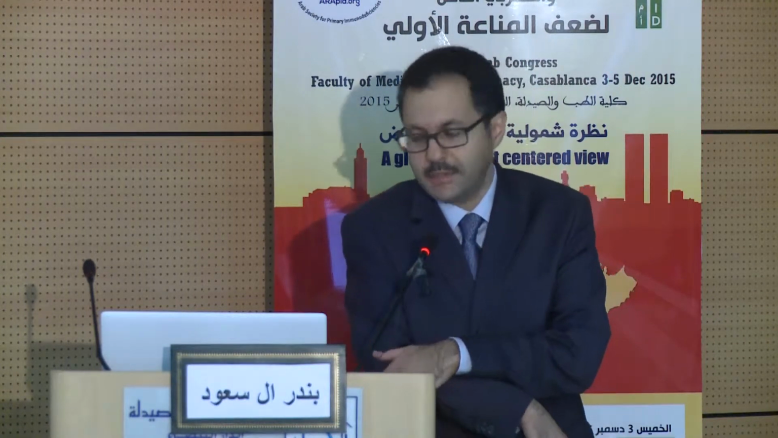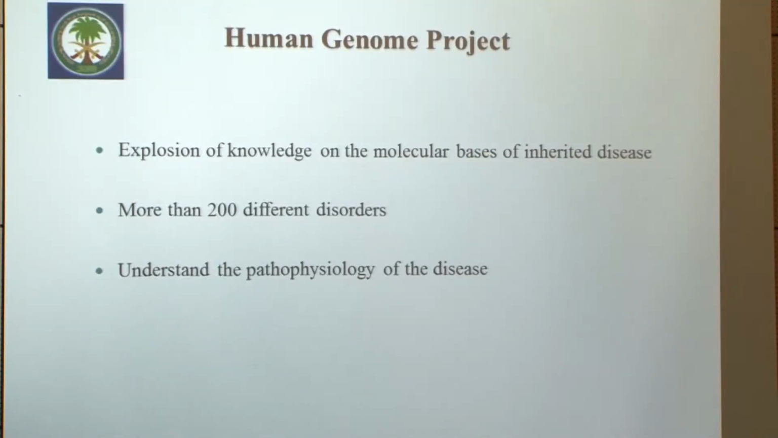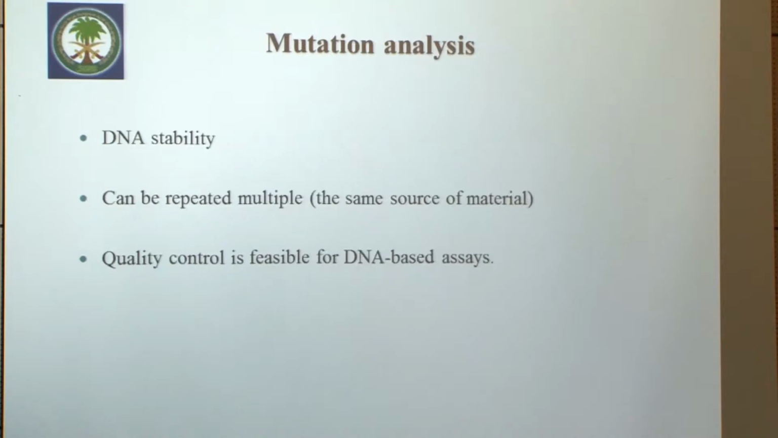Human Genome Project. In the last few years, the knowledge has expanded due to the advances in molecular genetics, and that affected our field in primary immunodeficiency, where now about 200 genes were discovered and more to come. It also helps in the understanding of the pathophysiology of some diseases. So with mutation analysis, DNA is stable. You can repeat it, it is valid, and you get the same result most of the time. And there is a quality control component of doing DNA.